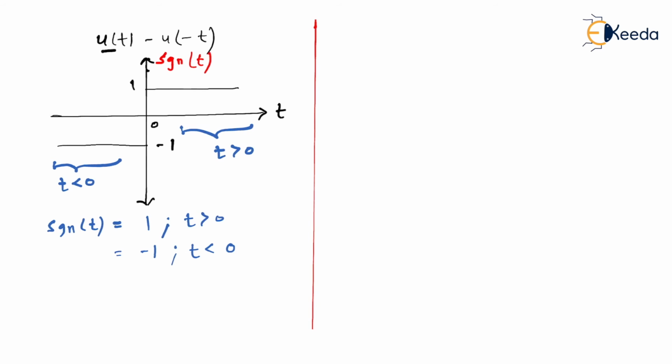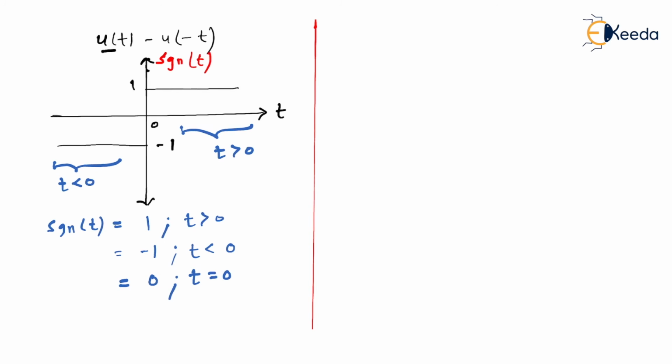Now we need to talk about the discontinuity point, that is t equal to 0. Since it has a discontinuity, you cannot say whether it is minus 1 or 1. In fact, you take the average of the t equal to 0 minus value and the t equal to 0 plus value. On the left hand side we have minus 1, on the right hand side we have 1. If we take the average, definitely we get 0. So the signum function is 0 at t equal to 0.